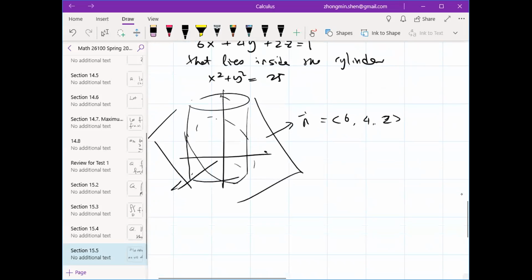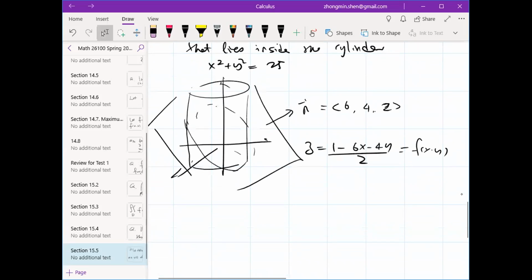So first of all, you have to view the plane as a graph of a function. So z equals, you have to divide by 2, so z equals (1 minus 6x minus 4y) divided by 2. Okay. So this is a graph of that function. So this is f of x, y.